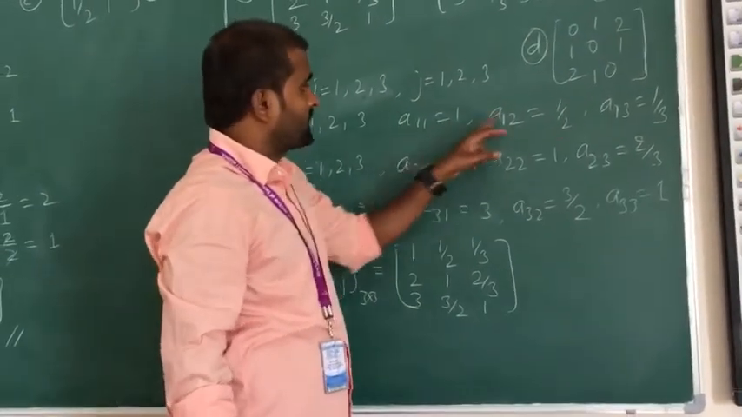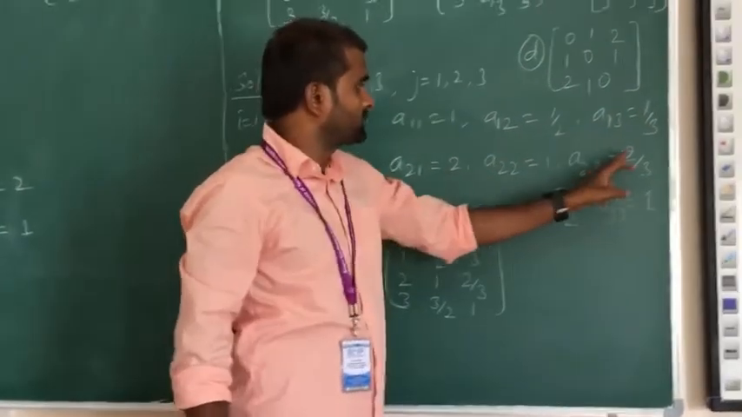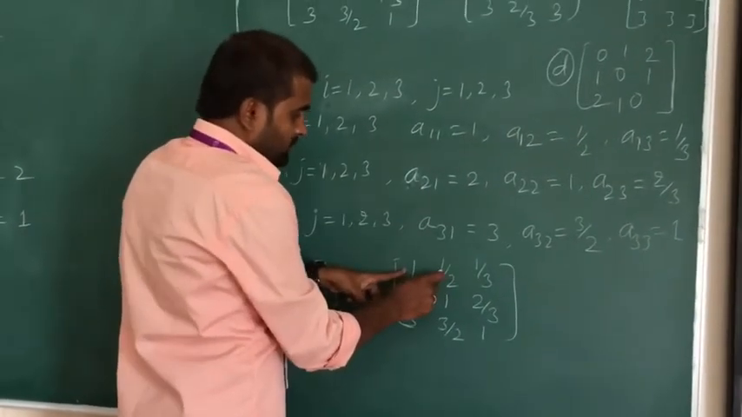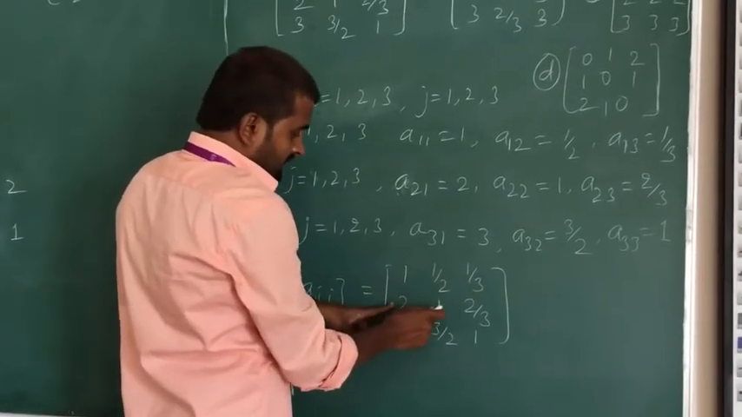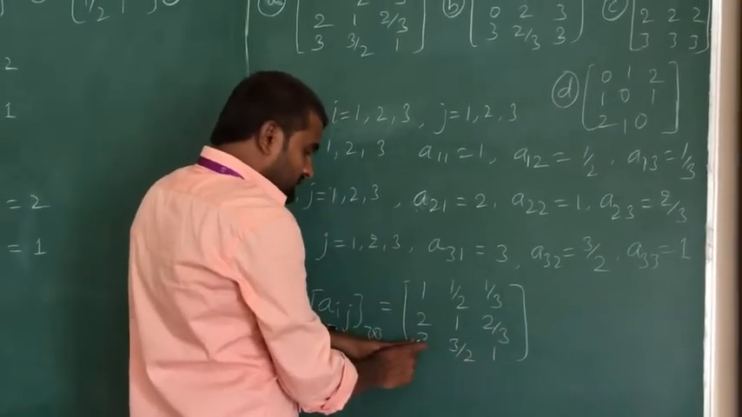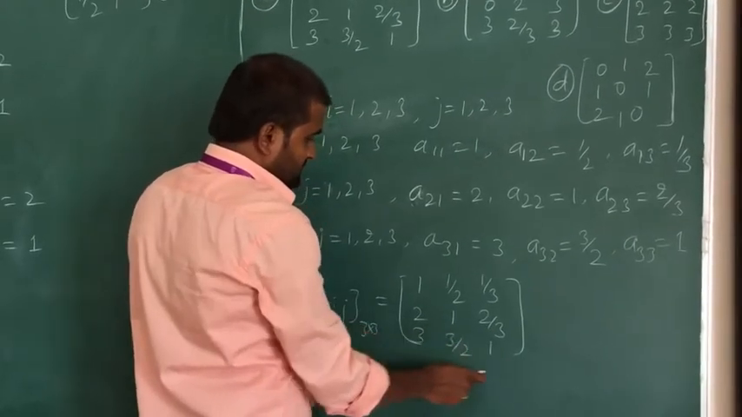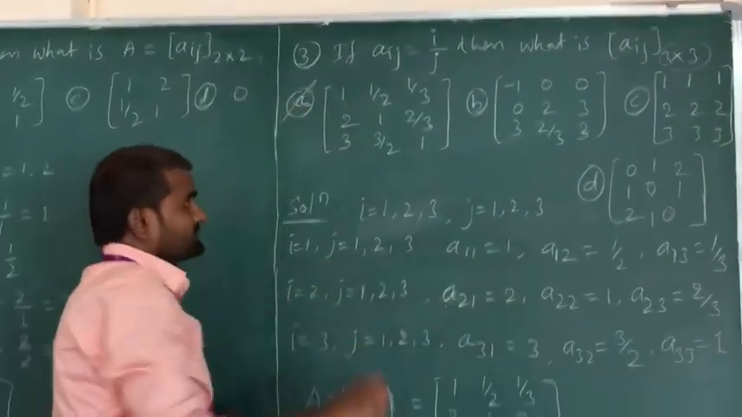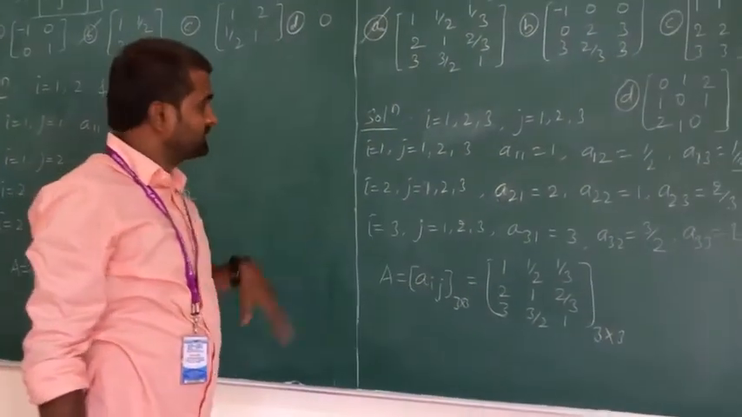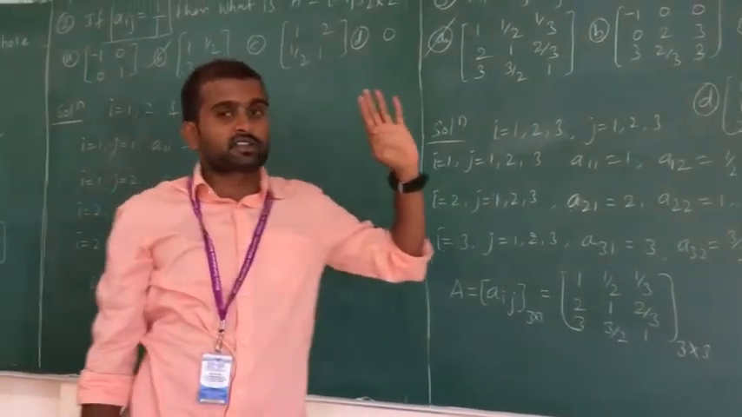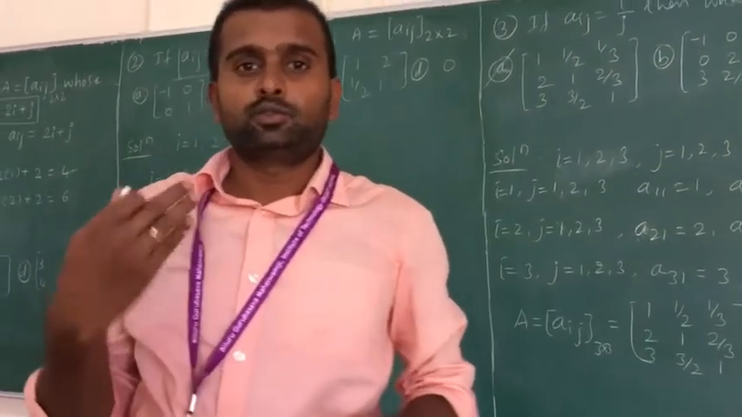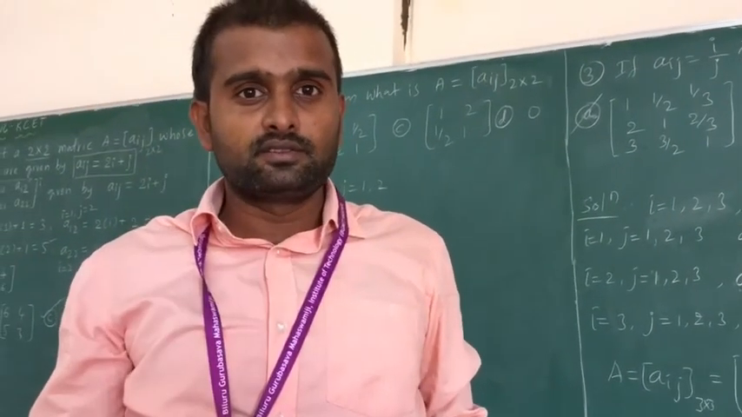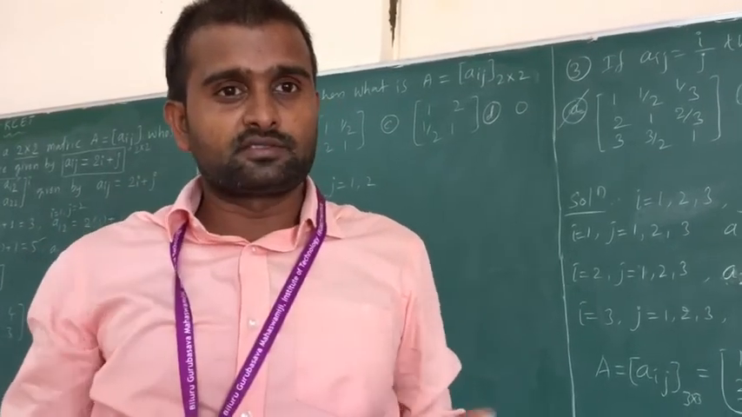So you get 1, 1 by 2, 1 by 3; 2, 1, 2 by 3; 3, 3 by 2, 1. I am entering them here: A11, A12, A13, A21, A22, A23, A31, A32, A33. So this is the 3 by 3 matrix, and your option is A. Like this we need to construct the matrix of any order. They will sometimes ask 2 by 3, 2 by 2 or any order, like 1 by 3 or 3 by 2.